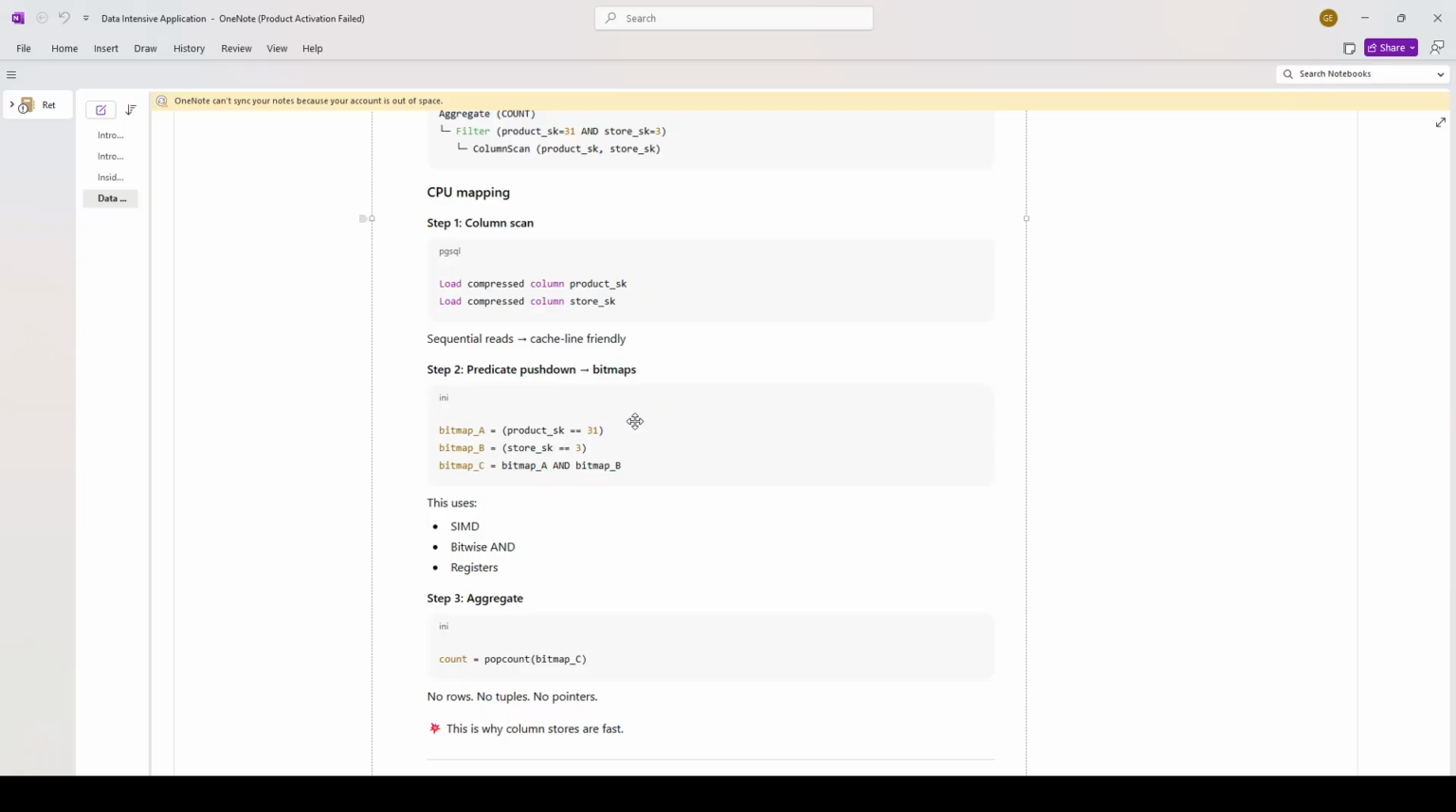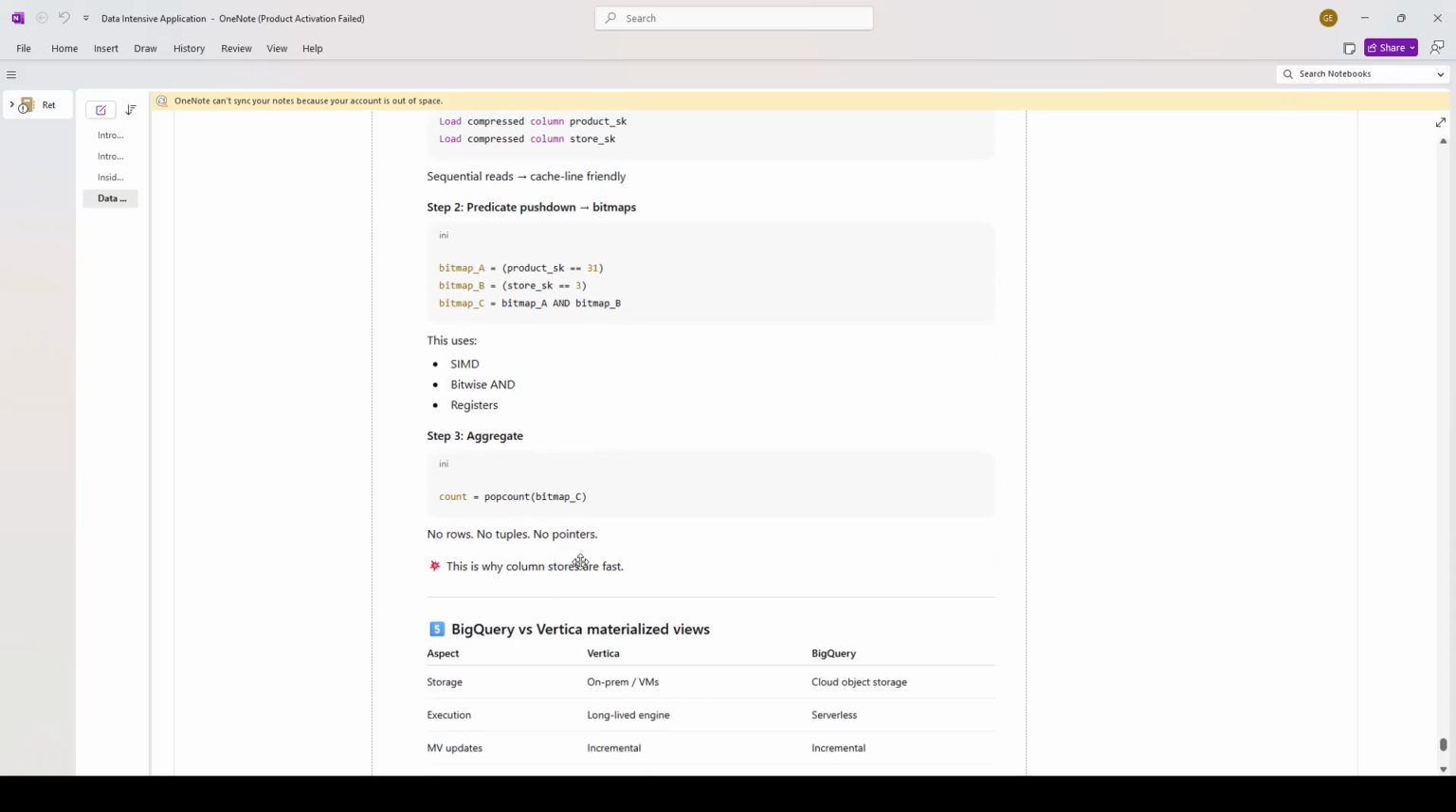And then step 3, aggregate: count = popcount of bitmap_c. No rows, no tuples, no pointers, just within CPU registers and its internal memory. This is why column stores are fast.